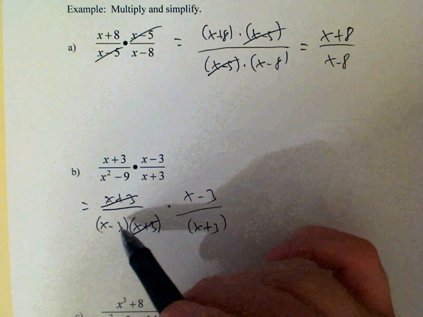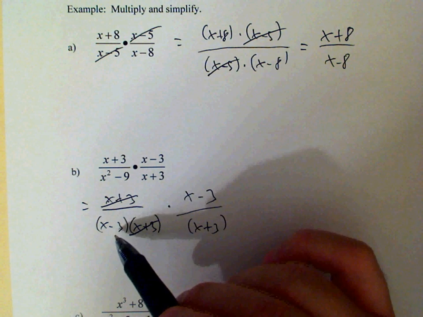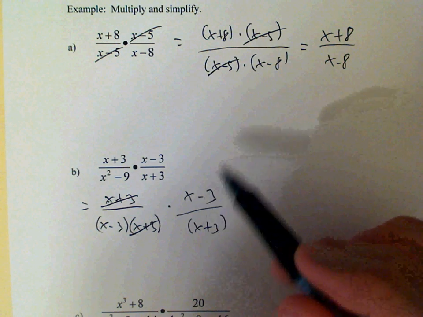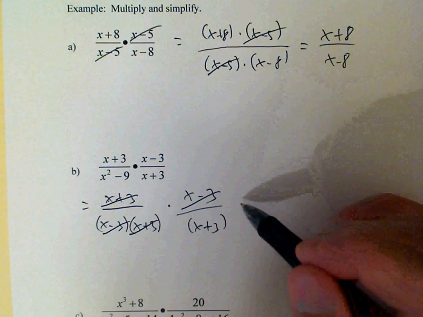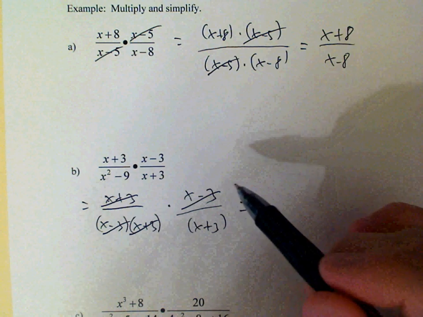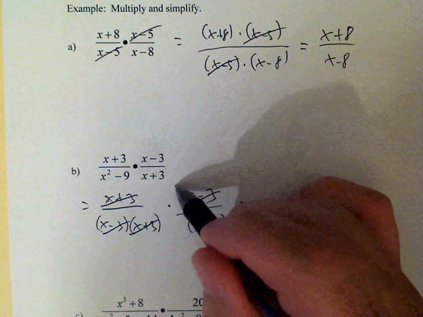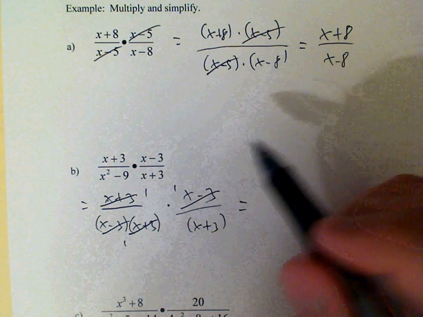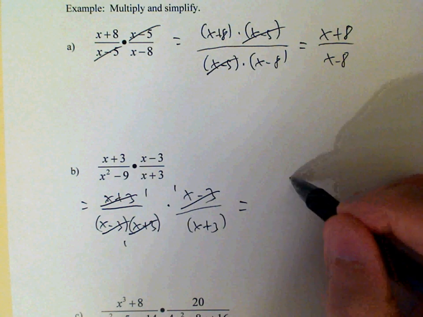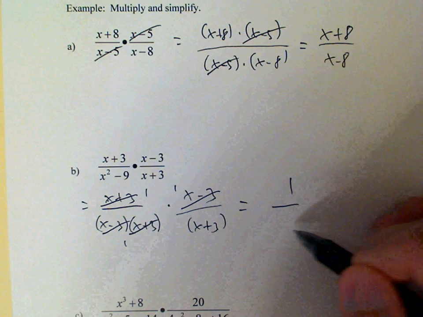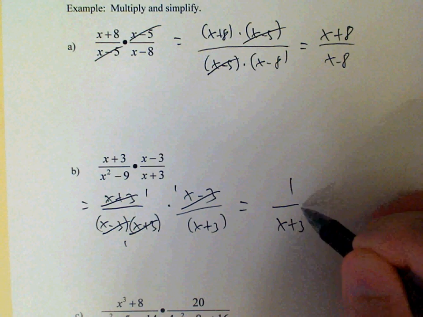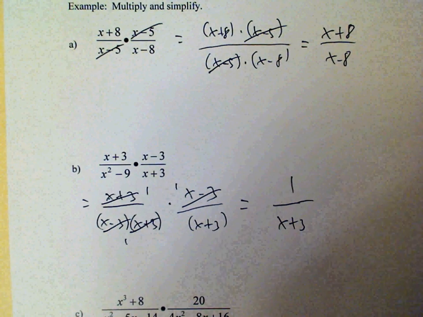Now I have x minus 3 in the denominator over here, x minus 3 in the numerator over here. Let's cancel those x minus 3's. Now remember, when you cancel, they're not going away, they're just reducing down to 1. So actually I've got 1's left over, so I've got 1 times the 1 on top, and the 1 times x plus 3 on the bottom. That leaves me with x plus 3 on the bottom. Final answer is 1 over x plus 3.